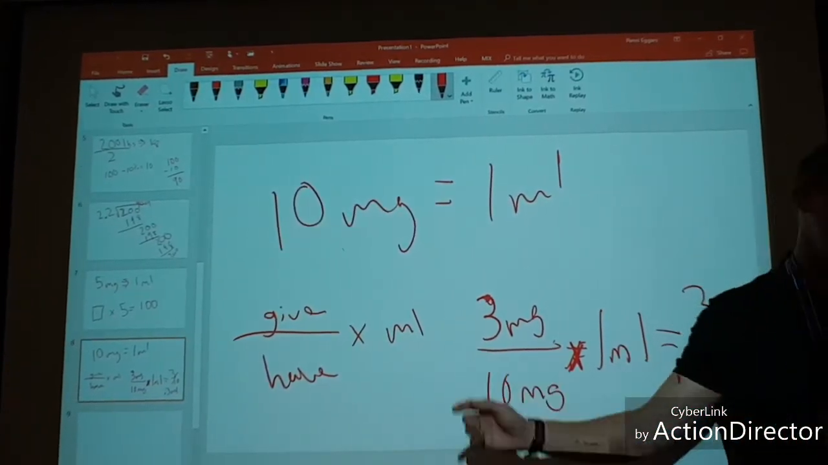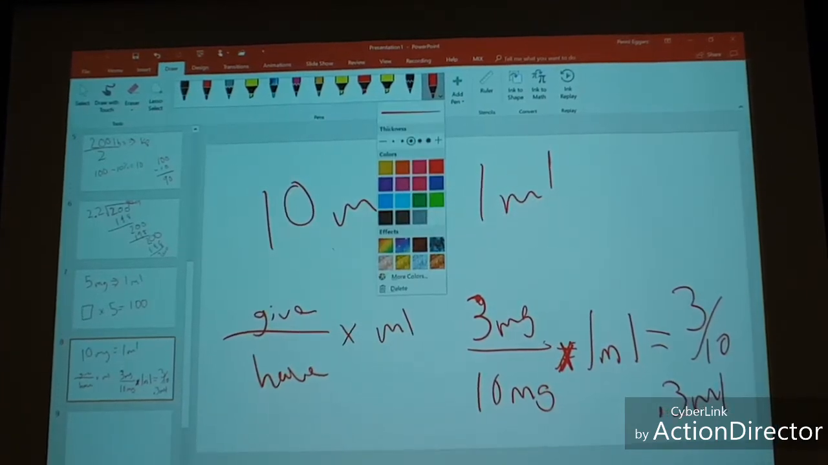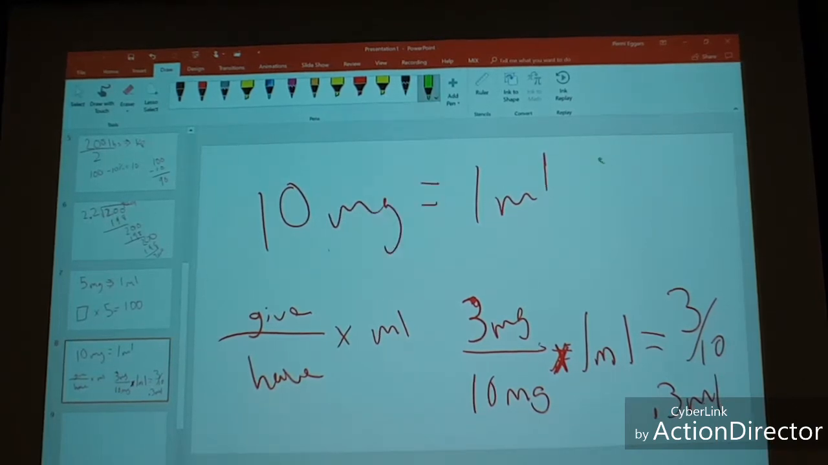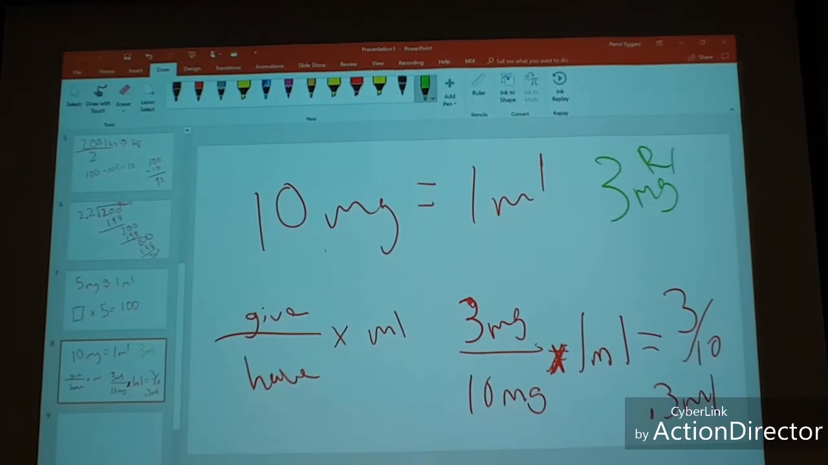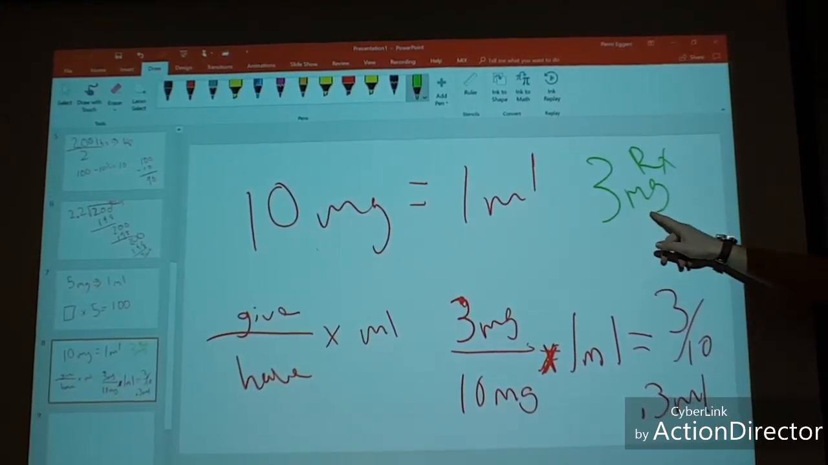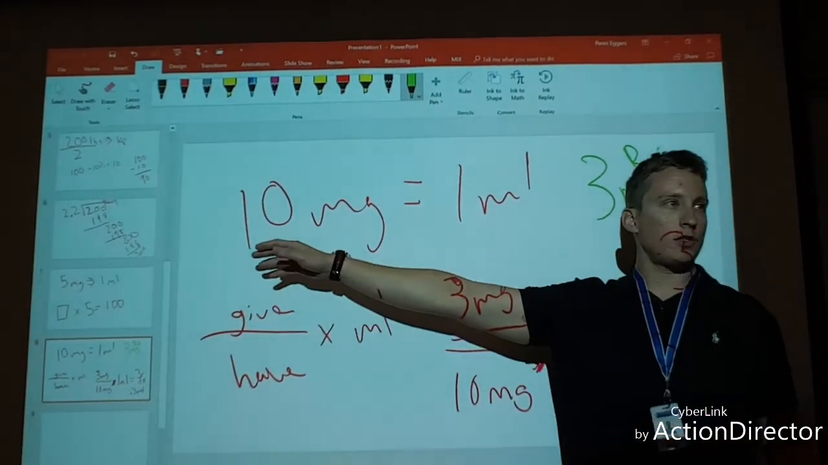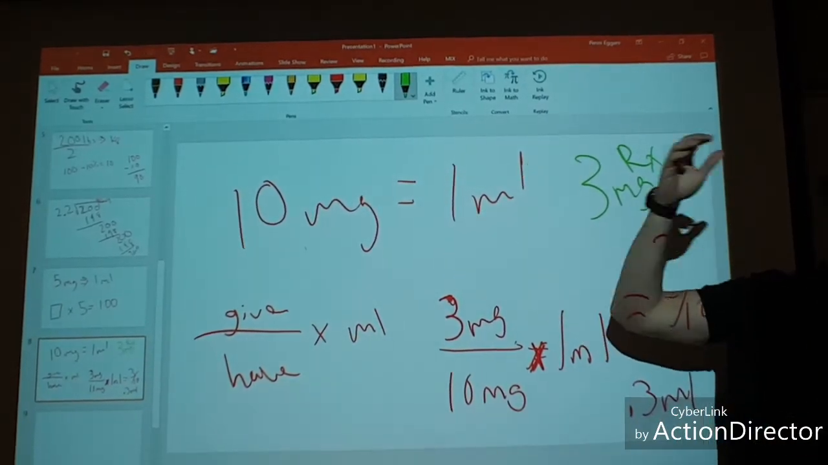So, if my order, I wish I could change my color here. Let me change the color. Cool colors here. Alright, so my order was for 3 milligrams of my drug. This is my prescription, Rx. So the doctor ordered 3 milligrams for me to give. Well, my medication comes 10 milligrams in 1 mL. So that's my concentration on my drug.